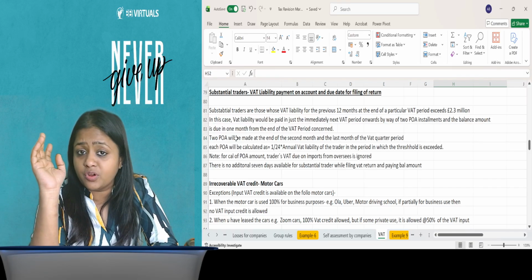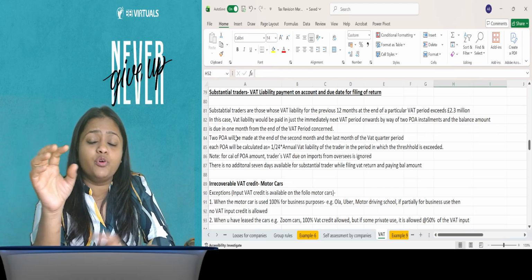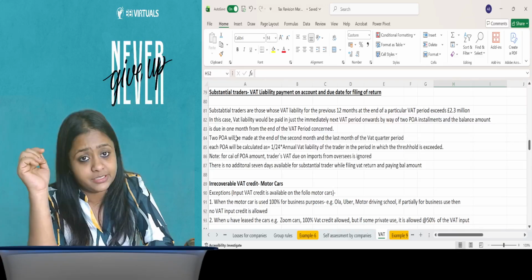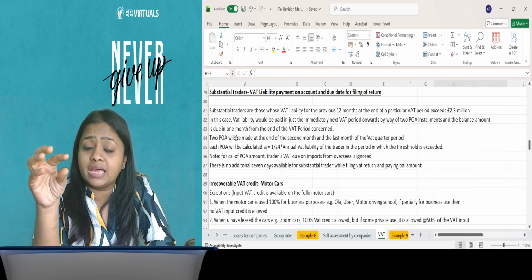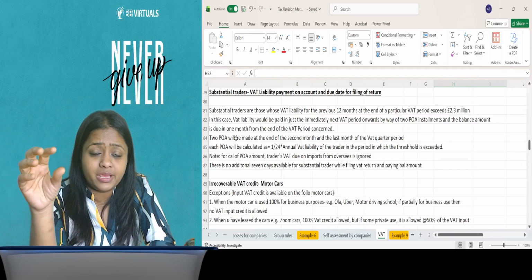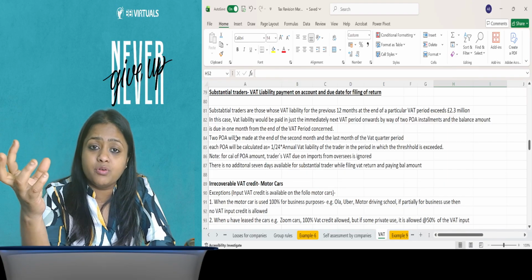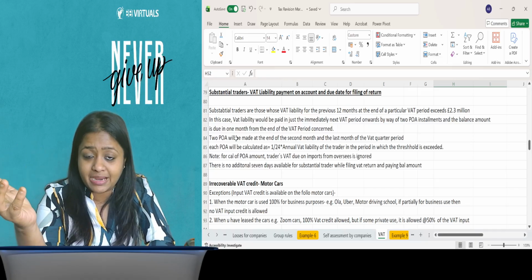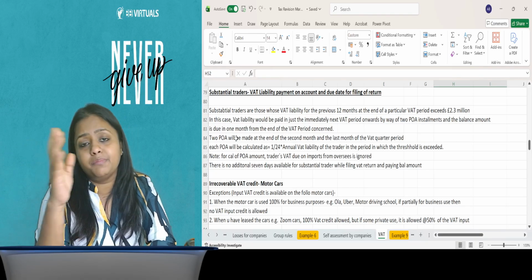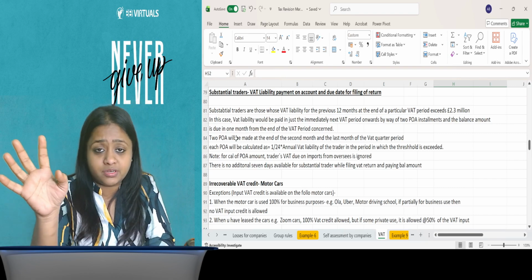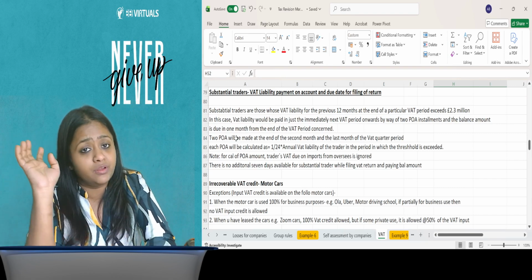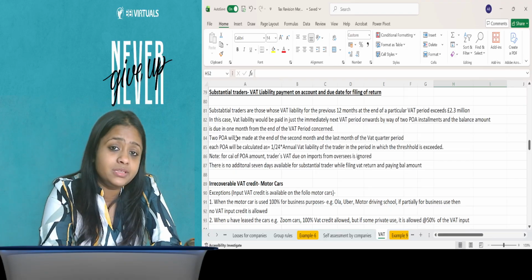And what is the amount of POA? 1/24 of the last 12 months VAT liability. That will be paid by way of POA in the second and the third month of the quarter. And then any amount remaining, as per the actual VAT liability to be paid, will be paid along with the VAT return filing within 1 month from the end of the VAT period. This is the only thing that you need to know.